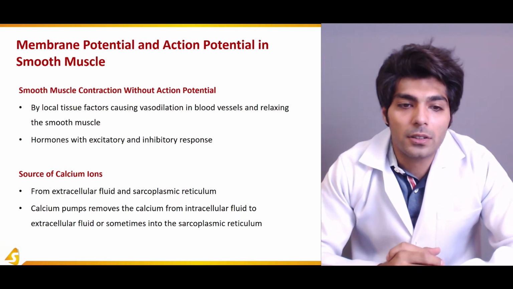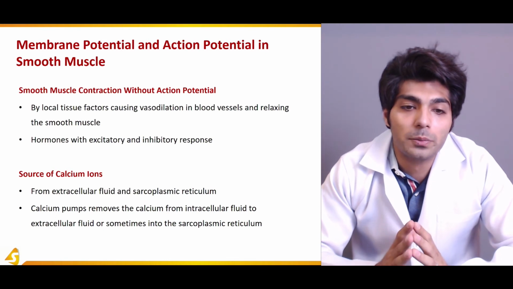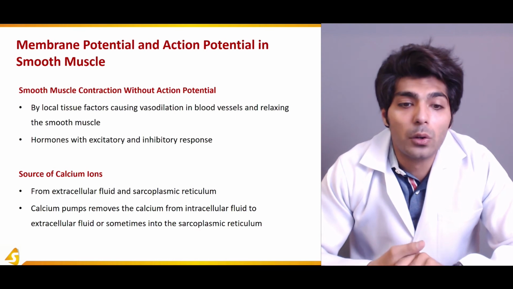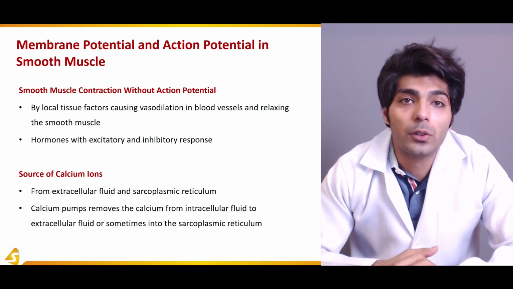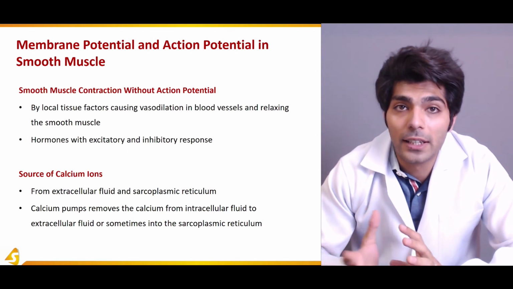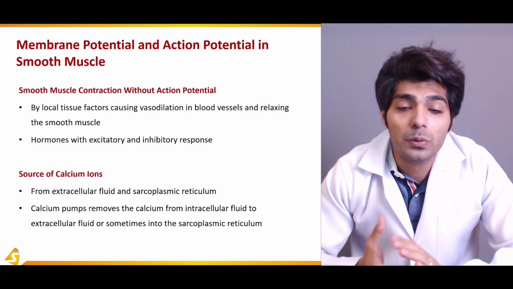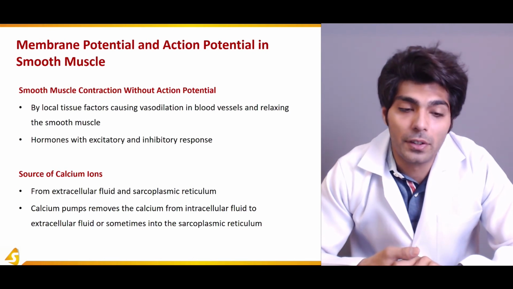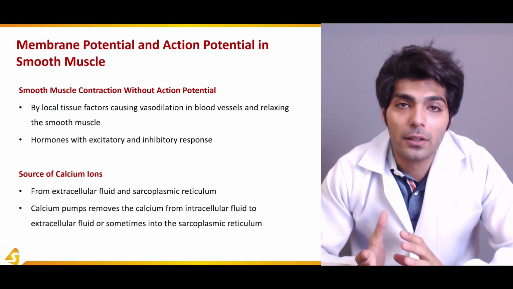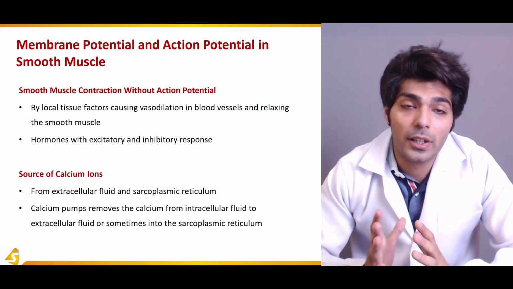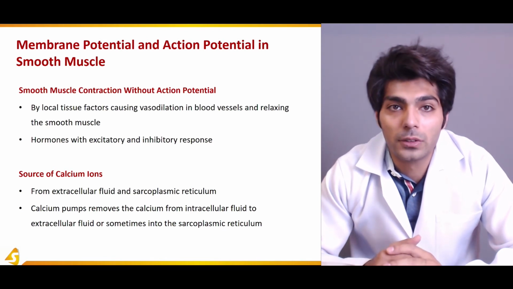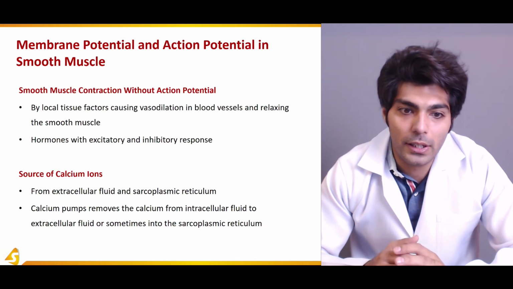There are a few factors which can cause smooth muscle contraction without generation of the action potential. These can be local tissue factors causing vasodilation in the blood vessels and relaxing the smooth muscle. There are hormones with excitatory and inhibitory responses, and they are the source of the calcium ions from the extracellular fluid and the sarcoplasmic reticulum. Calcium pumps remove the calcium from the intracellular fluid to the extracellular fluid, or sometimes into the sarcoplasmic reticulum.